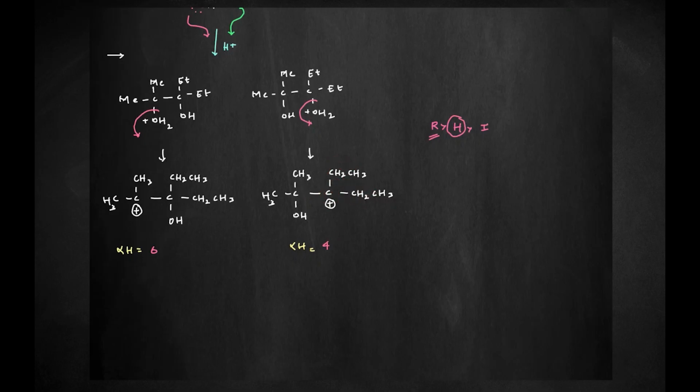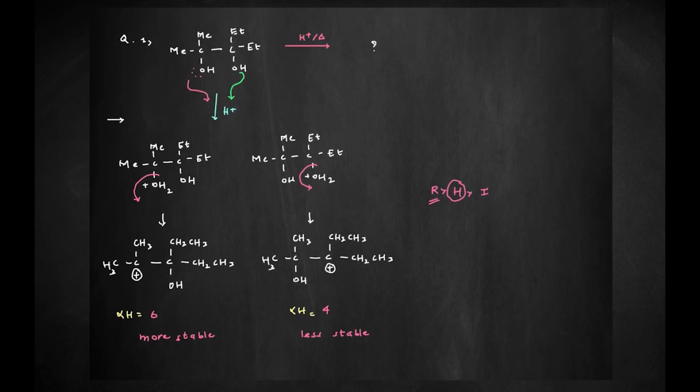So more alpha hydrogen, more is the stability. So which is the more stable carbocation here? Yes, more alpha H means more stable carbocation. Got it? This will be less stable. So in this way you have to check the stability, correct?